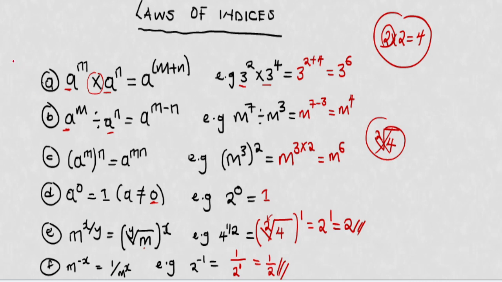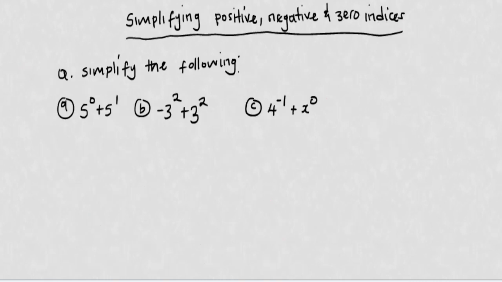Let us start with the first part, which is simplifying positive, negative, and zero indices. The first one: simplify the following. Again, the question might also say evaluate. It's one and the same. So simplify 5 to the power 0 plus 5 to the power positive 1. What do we do? Now remember, any number or letter raised to the power 0 is simply 1, plus 5 to the power 1 is simply 5. Then 1 plus 5 we get 6. So here we simply get a 6.